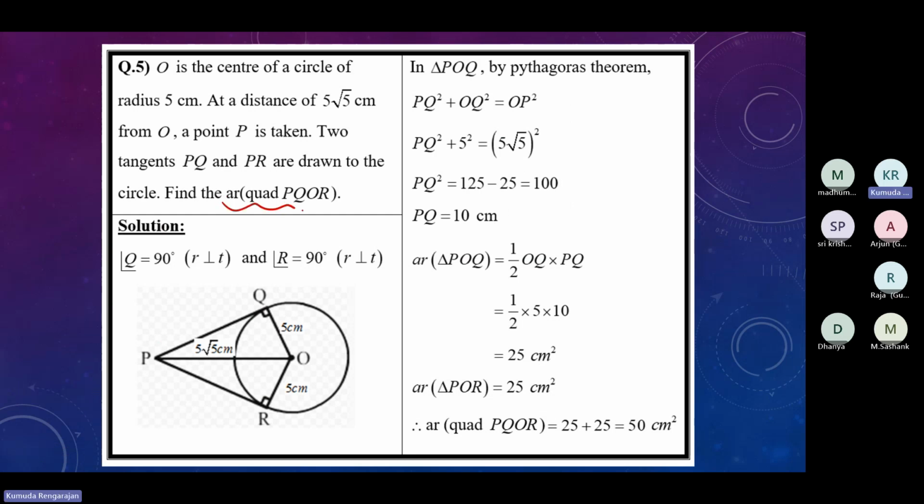In this figure, to find the area of the quadrilateral, you can find the area of one triangle and double it. To find the area of one triangle, half base into height. You're given this side and this side. So using Pythagoras theorem, you can find PQ. And half into base OQ into height PQ will give you the area of this triangle. Double it, you will get the area of the quadrilateral.